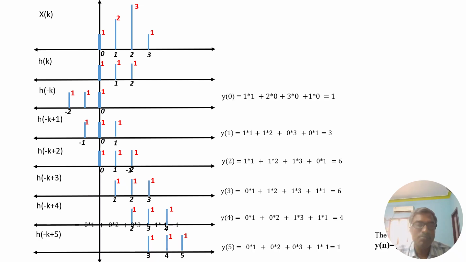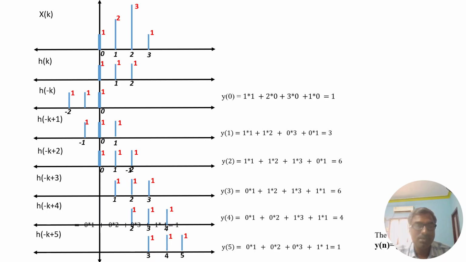Then the corresponding positions of h of minus k and x of k are multiplied, which is nothing but y of 0. So y of 0 is 1. Then similarly, h of minus k is shifted by one position. After shifting, we get 1 at n equal to 1, 1 at n equal to 0, and 1 at n equal to minus 1. The corresponding positions of the shifted h of minus k are multiplied with x of k. The resultant value is y of 1 equal to 3. Similarly, h of minus k is shifted by one more position.